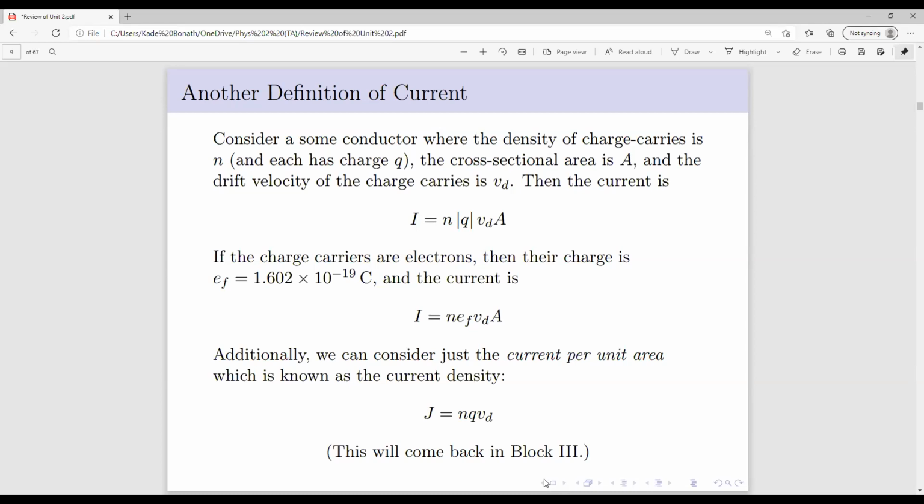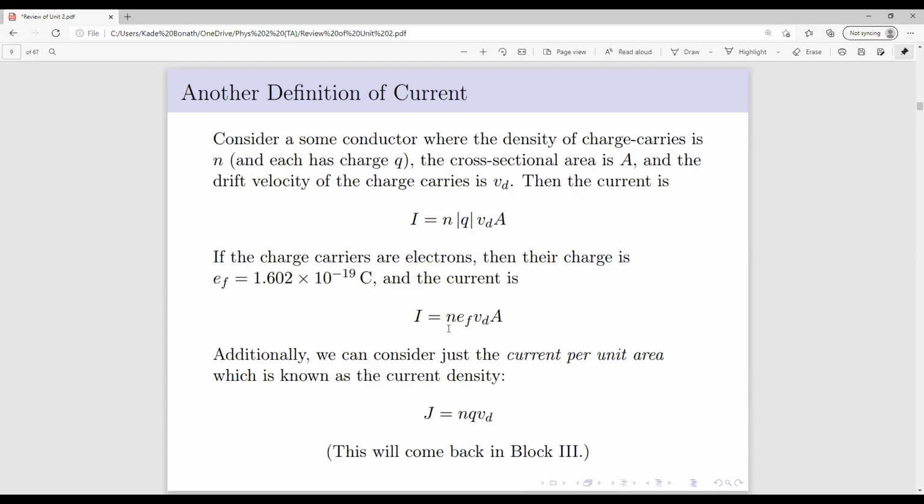So if we're looking at this as just a horizontal wire, that would be the circular cross-sectional area that is associated with the wire itself. The drift velocity is indicated by V with the subscript D, and then Q is just the charge of each of the charge particles that's moving through the wire. And in this instance, we'll be using electrons.